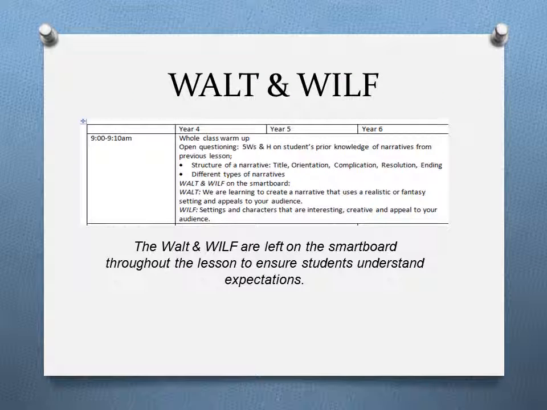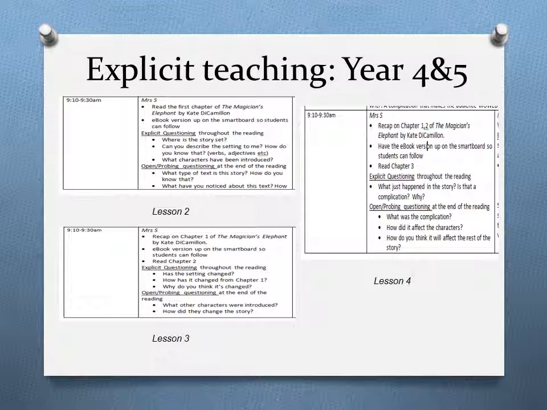The WALT and WILF at the beginning of each lesson are simple strategies in explicit teaching that allow students to know what we are learning for the lesson and what I as a teacher am looking for by the end of the lesson. Giving students a standard at the beginning of the lesson which they need to achieve by the end of the lesson allows them to have a direct learning path. Working explicitly with the Year 4-5 students, I can get a better understanding of the student's knowledge and ability level to understand the text structure of a narrative.